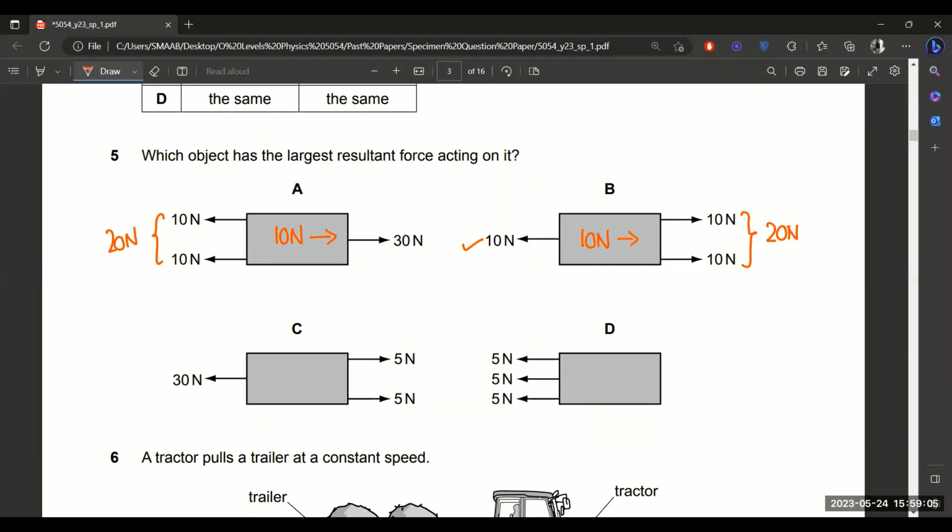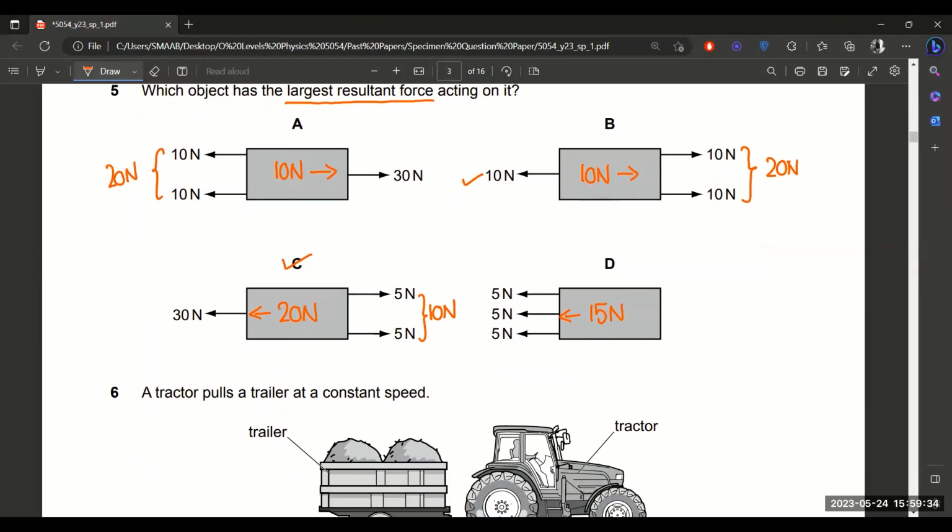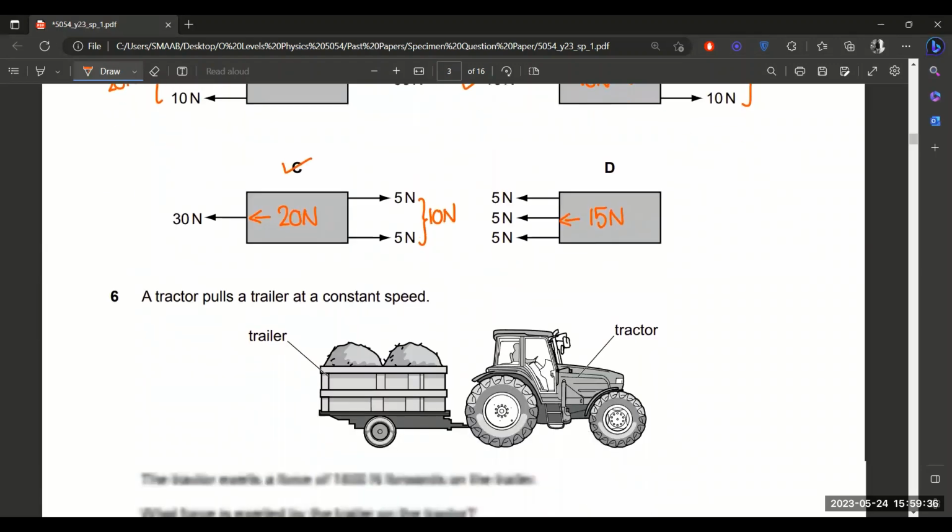In option C, 10 Newton is acting on the right hand side and 30 Newton is acting on the left hand side. Subtracting these values, you will get 20 Newton on the left hand side. So that is option C. In option D, we are having only three forces acting on the left hand side. So it means 15 Newton is acting on the left hand side. So that's why the answer will be C, because we are getting the largest resultant force in option C on the left hand side. So that is also very simple.